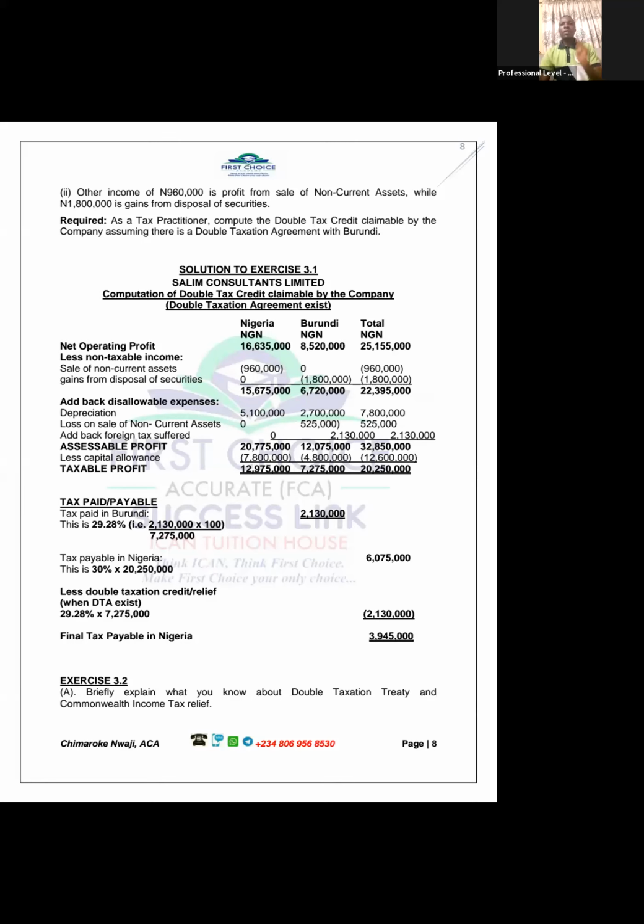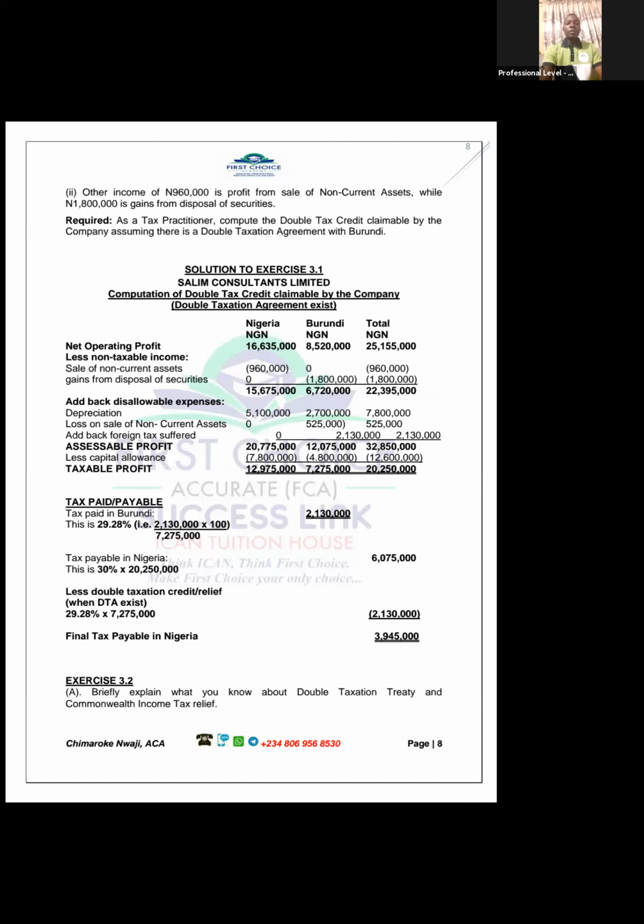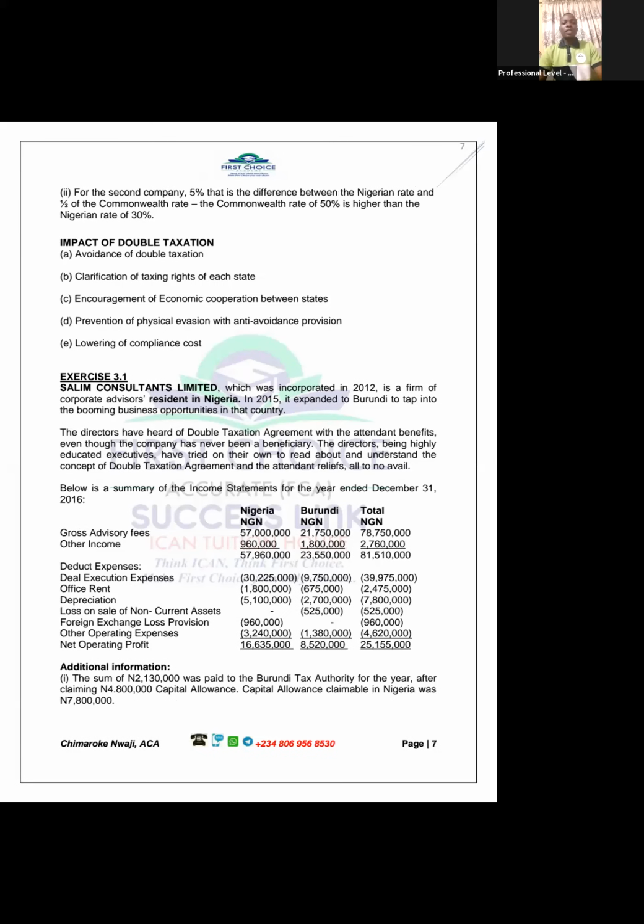So two things you've identified: it is a Nigerian company. Second thing, you've identified there is a double taxation agreement. What do you do? Now look at the solution here. You have your statement here. You bring your net operating profit. That net operating profit is what the consolidated account is showing.